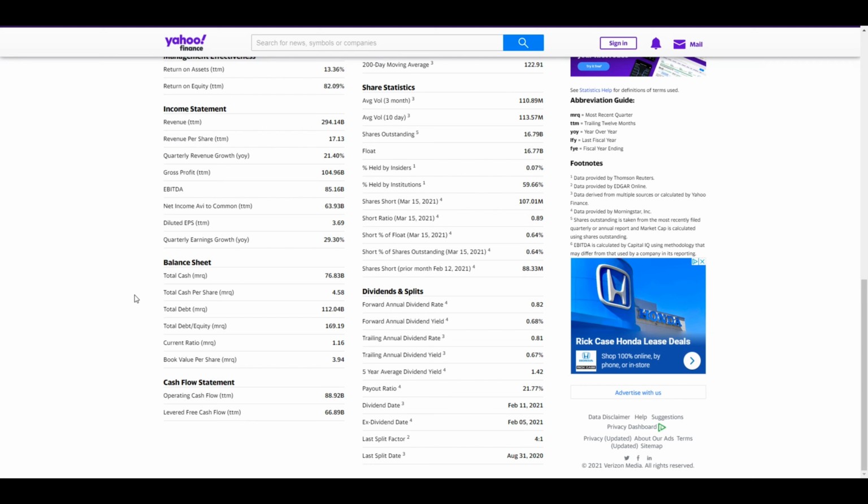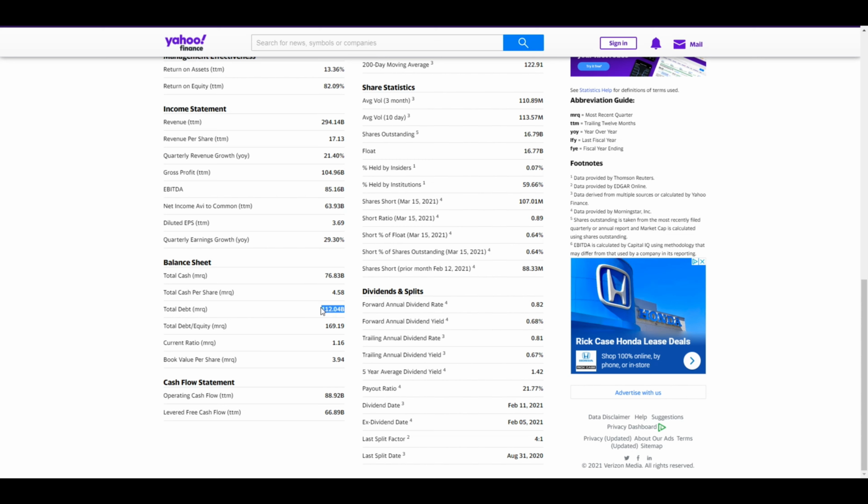The balance sheet gives you a snapshot of what the company looks like in terms of its assets and liabilities and the health of the company. So total cash or liquidity is $79 billion. So that is a lot of cash. Cash per share is $4. And the total debt is $112 billion.